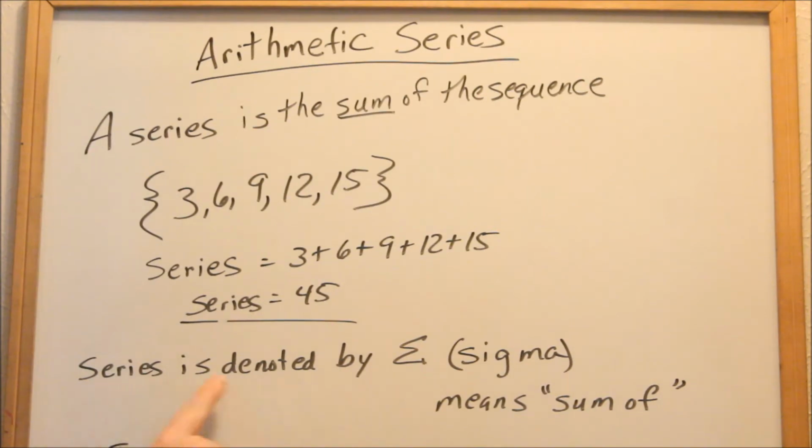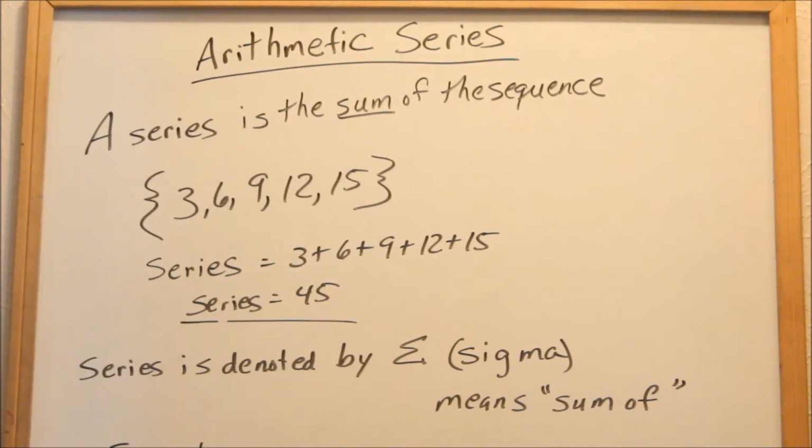Okay, a series is denoted by the Greek letter sigma. This letter is the Greek letter sigma, and it means sum of. So when you see this, that means you're doing a series, and you're doing the sum of the sequence. There are two formulas to do an arithmetic series.